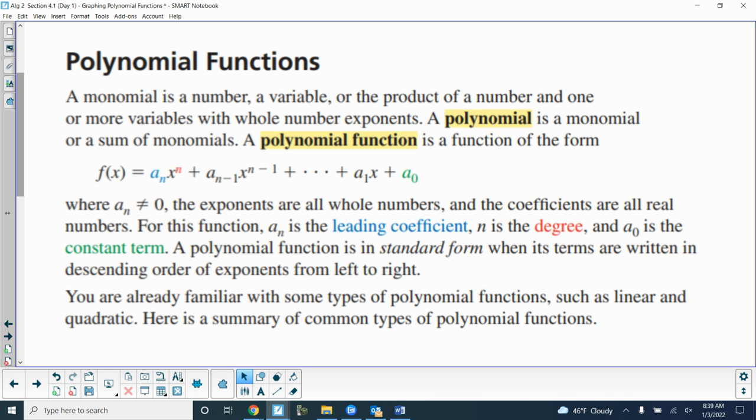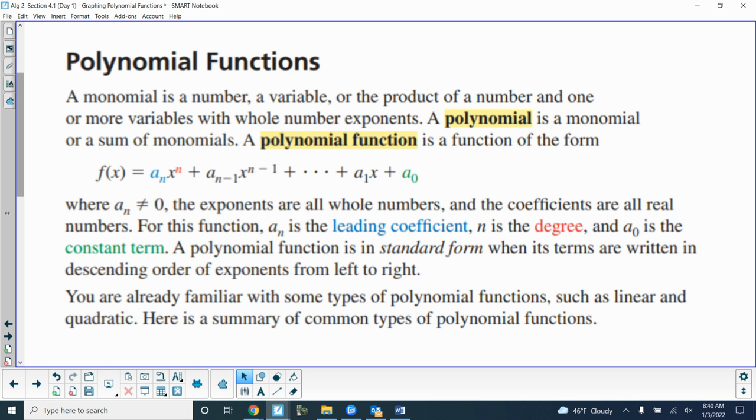For this function, a sub n, this blue one, that's why they wrote leading coefficient in blue. That's called the leading coefficient. It's the first one. When you put it in the correct order, the first coefficient is called the leading coefficient. n is the degree. It's in red here. So that first exponent, once it's in the right order, is the degree of the whole polynomial. So if it's x to the 5th, that first term, then our degree is 5. If it's x squared, like we've seen a lot of, then the degree was 2. So those quadratics that we did had a degree of 2.